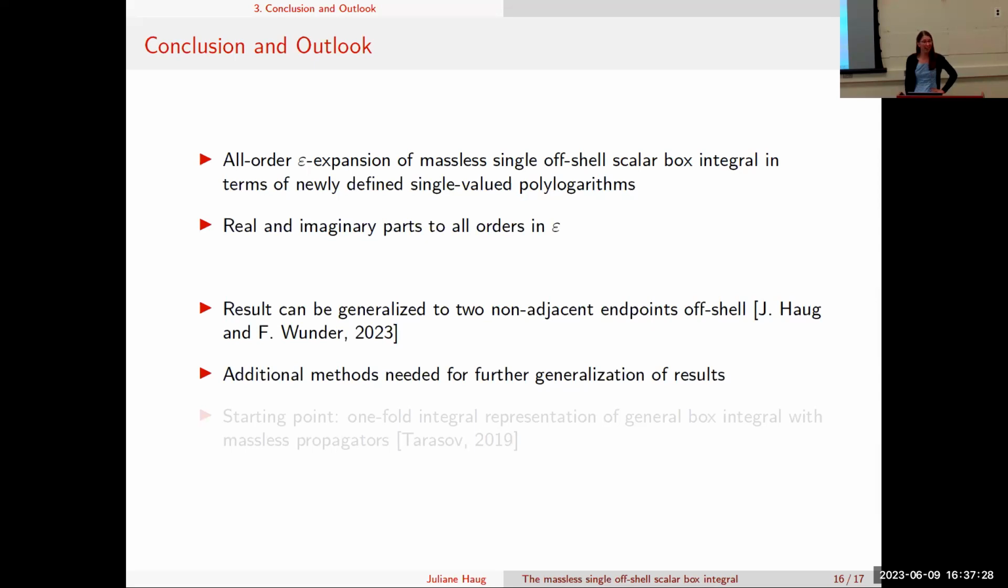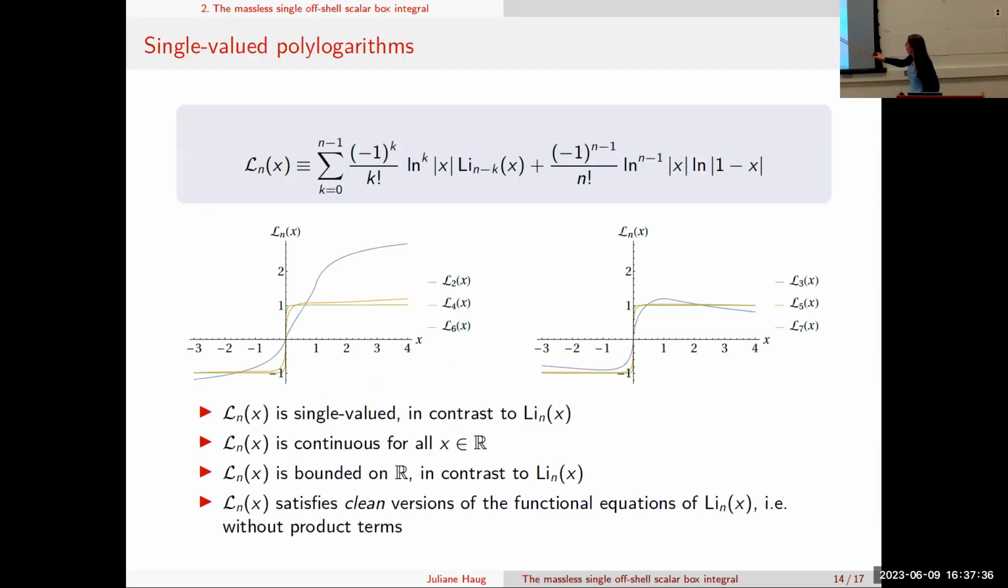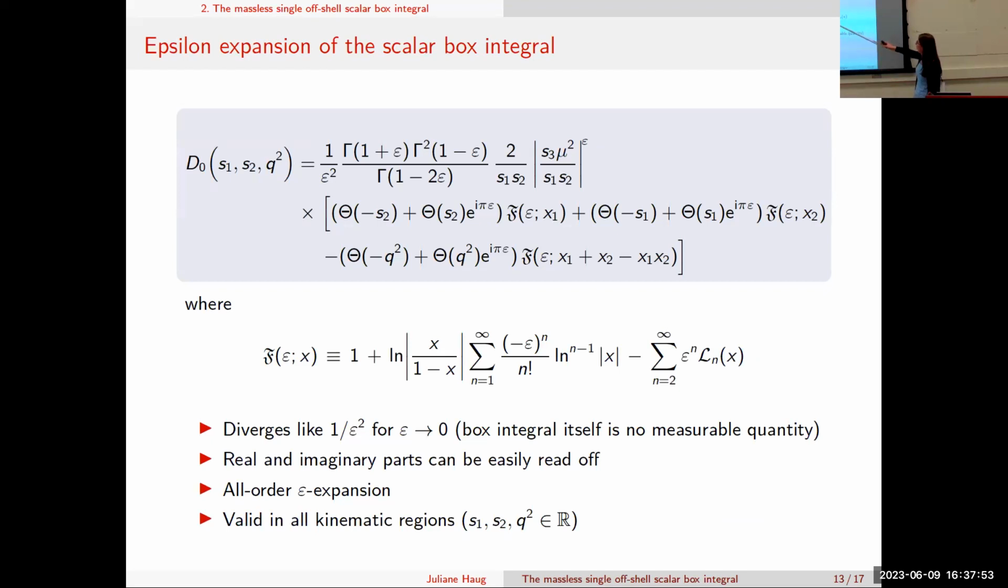So a single value refers to not having a branch cut? Yes, exactly. So if we go back to these single value polylogarithms, the regular polylogarithms have a branch cut along the positive real axis greater than 1. They inherit this from the regular logarithm. And the single value polylogarithms don't have this branch cut anymore. And this branch cut would be problematic because we want to be able to just plug our kinematic variables in. And if we have a branch cut there, we don't know which side of the branch cut to choose. So the single value polylogarithms save us.